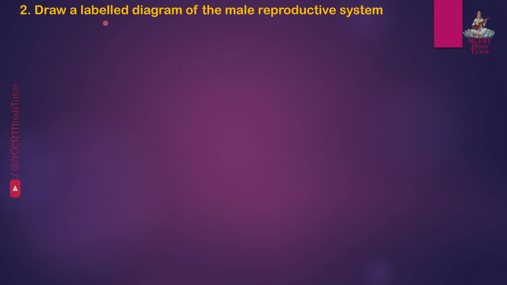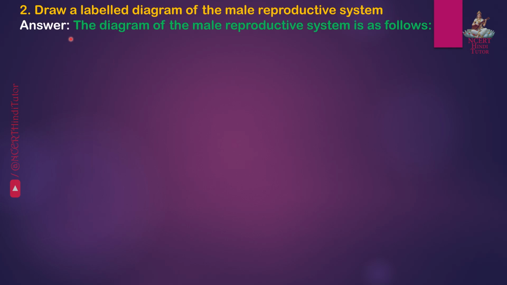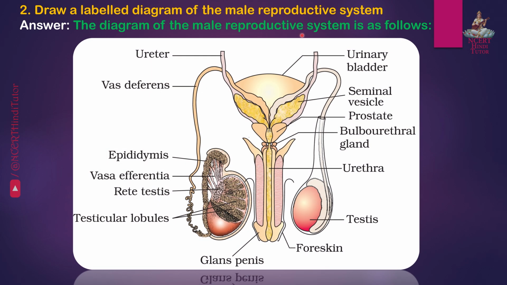Question 2. Draw a labeled diagram of the male reproductive system. Answer. The diagram of the male reproductive system is as follows. So friends, this is the male reproductive system. This is ureter. This is vas deferens. This is epididymis. This is vasa efferentia. This is rete testis. This is testicular lobules.